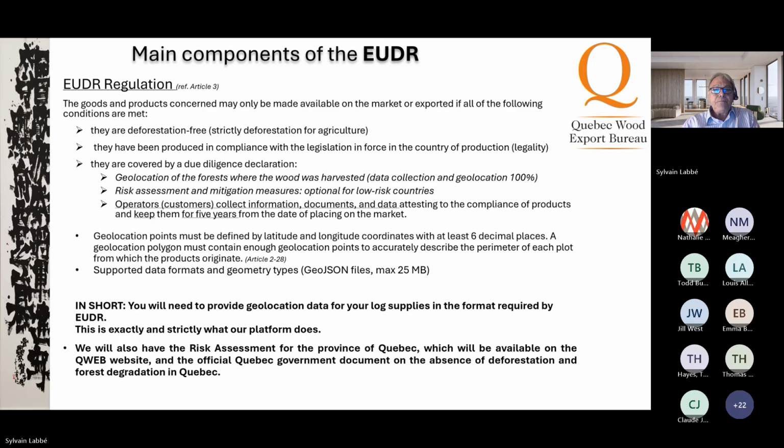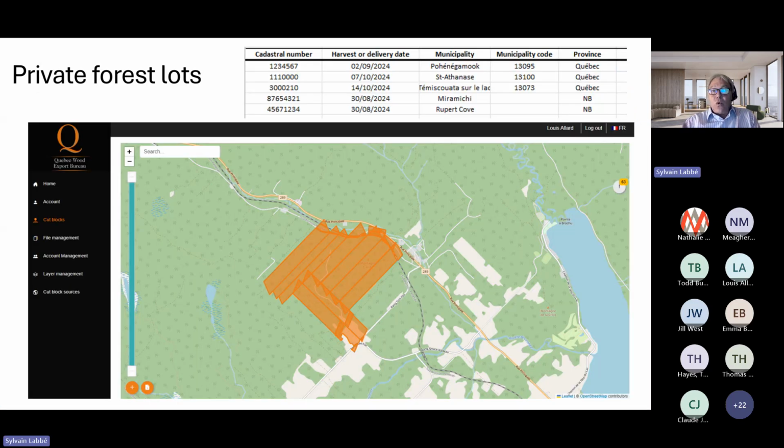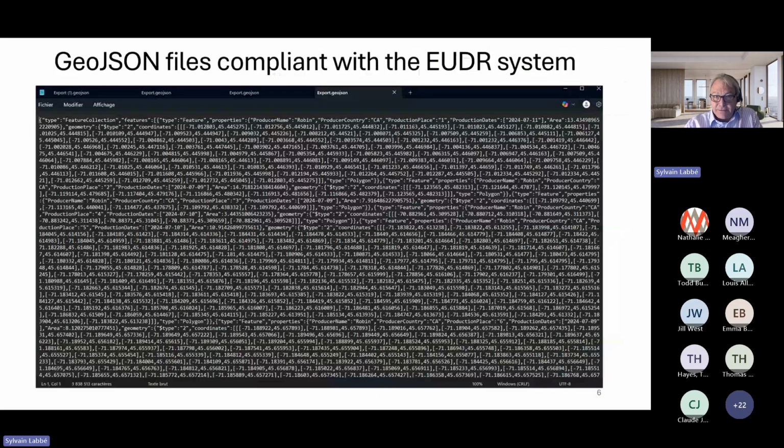But each province can do that kind of information document. It's quite easy. So to resume what is needed and what the platform does, I take an example of private forest in Quebec. You have to put the cadastral number of all the lots that come to your mill. The platform will provide the shapefile and will create this GeoJSON file that is compliant with the EUDR system. That's what you give to the paper mill. Much bigger than this, but this is just the one for this private land.